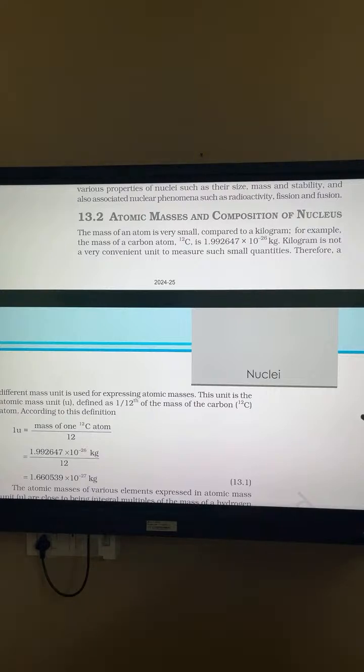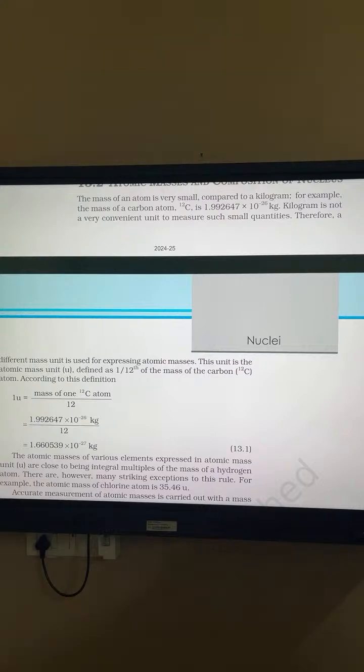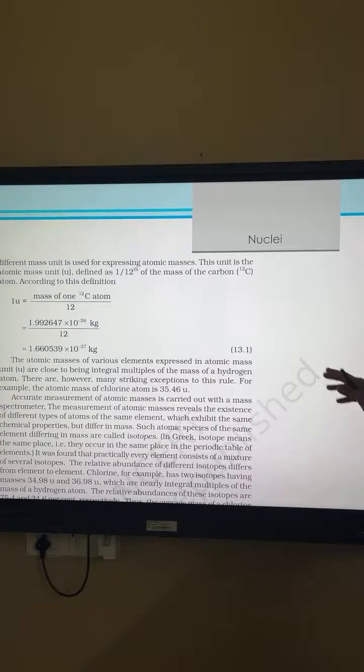The mass of an atom is very small compared to a kilogram. For example, the mass of a carbon atom is 1.992647 into 10 power minus 27 kilogram. Carbon 12 atom is present abundantly. Okay, it is given. See, this is what you have learned already.